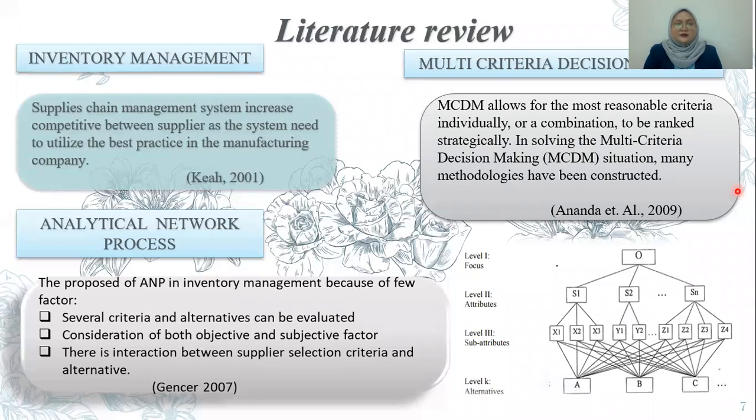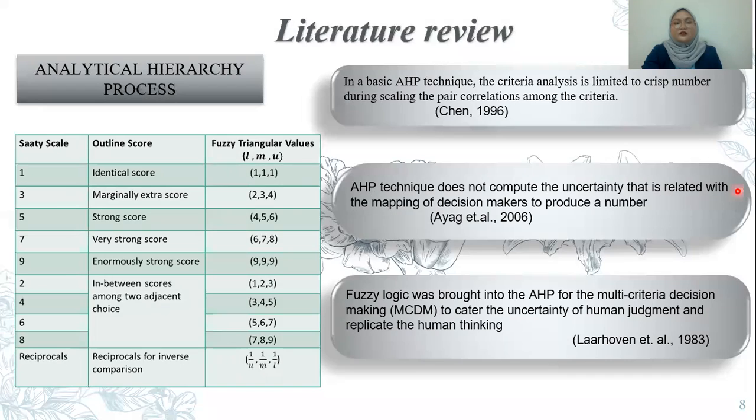The inventory management supply chain management system increases the competition between suppliers as the system needs to utilize the best practice in the manufacturing company. MCDM allows the most reasonable criteria individually or in combination to be ranked strategically. In solving the MCDM situation, many methodologies have been constructed. The reasons for using ANP in inventory management are several: several criteria and alternatives can be evaluated, consideration of both objective and subjective factors, and various interactions between supplier selection criteria and the alternatives.